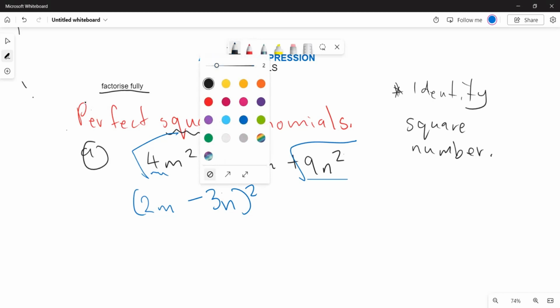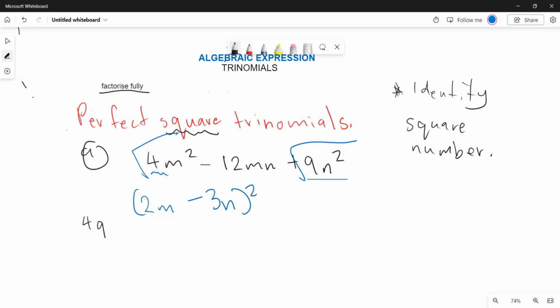Now, let's say you are given that you have 49p to the power of 4, plus, let's say, 84p squared plus 36. Now they say here, you need to factorize this fully. What is it that you are going to do? Remember, I just gave you the medicine, right? The first thing that we do, we identify square numbers. This is a square number. This is a square number.